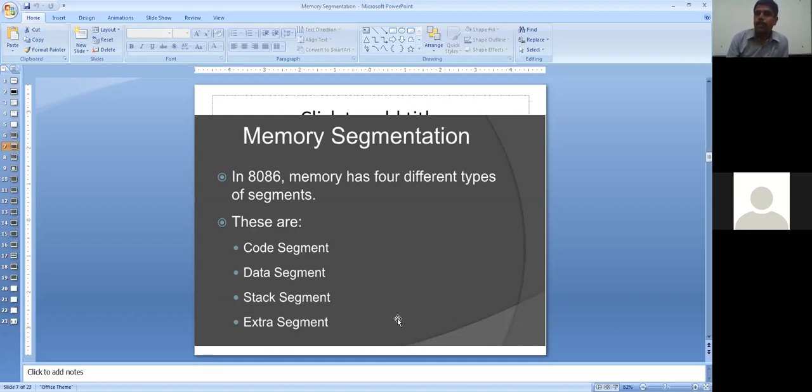As we discussed, memory has 4 different types of segments: the code segment, where you are storing the program related instructions; the data segment, where you are storing the data that is used for the processing in the code; the stack segment, for pushing and popping whenever there is an interrupt; and the extra segment, which is again one segment where you are using this for storing some string type of data.